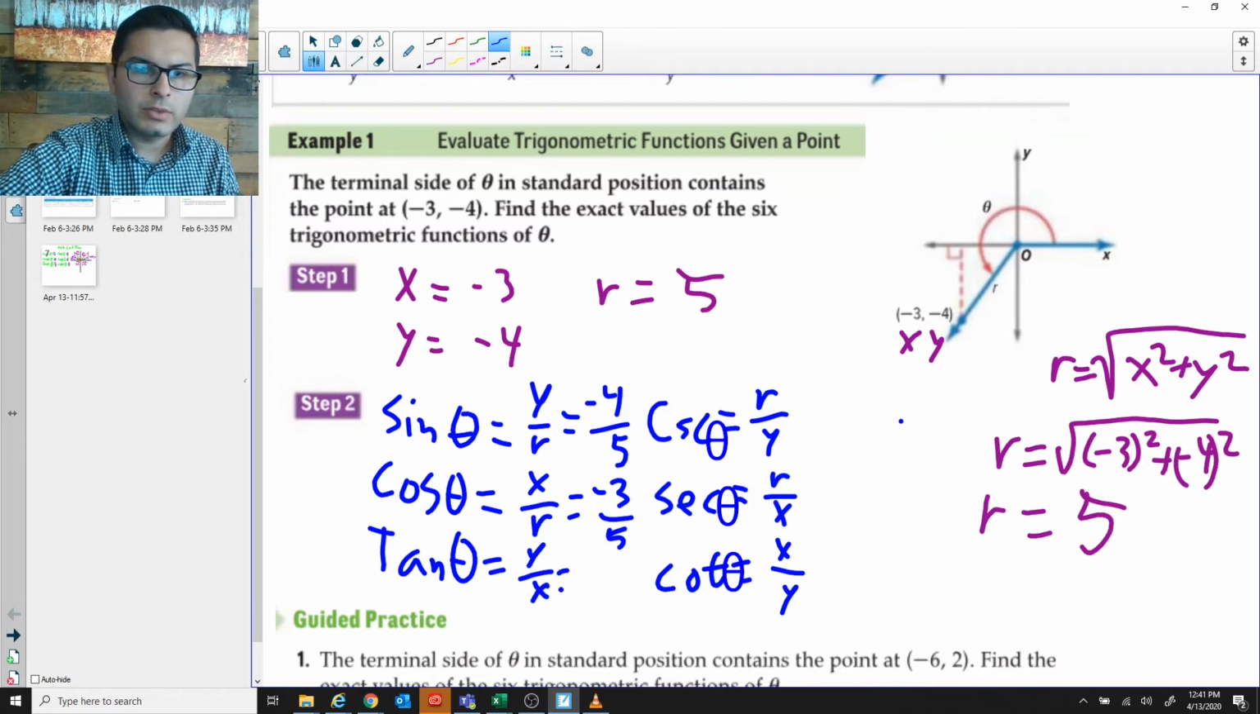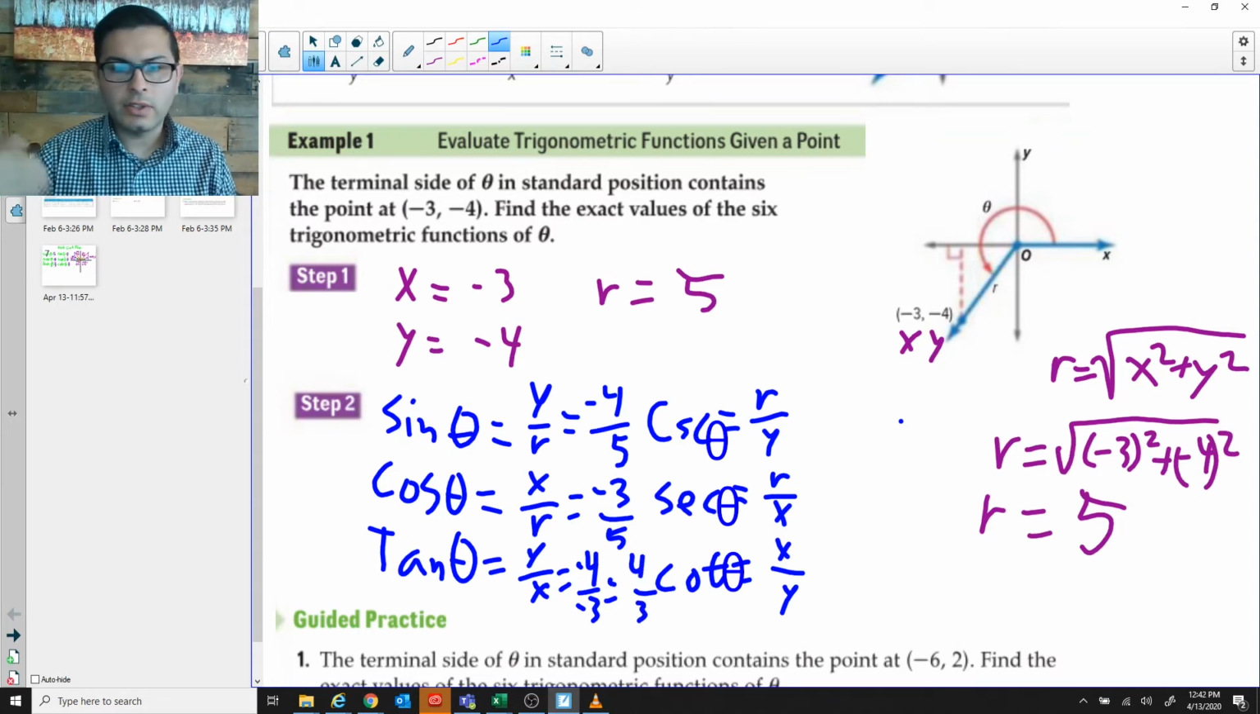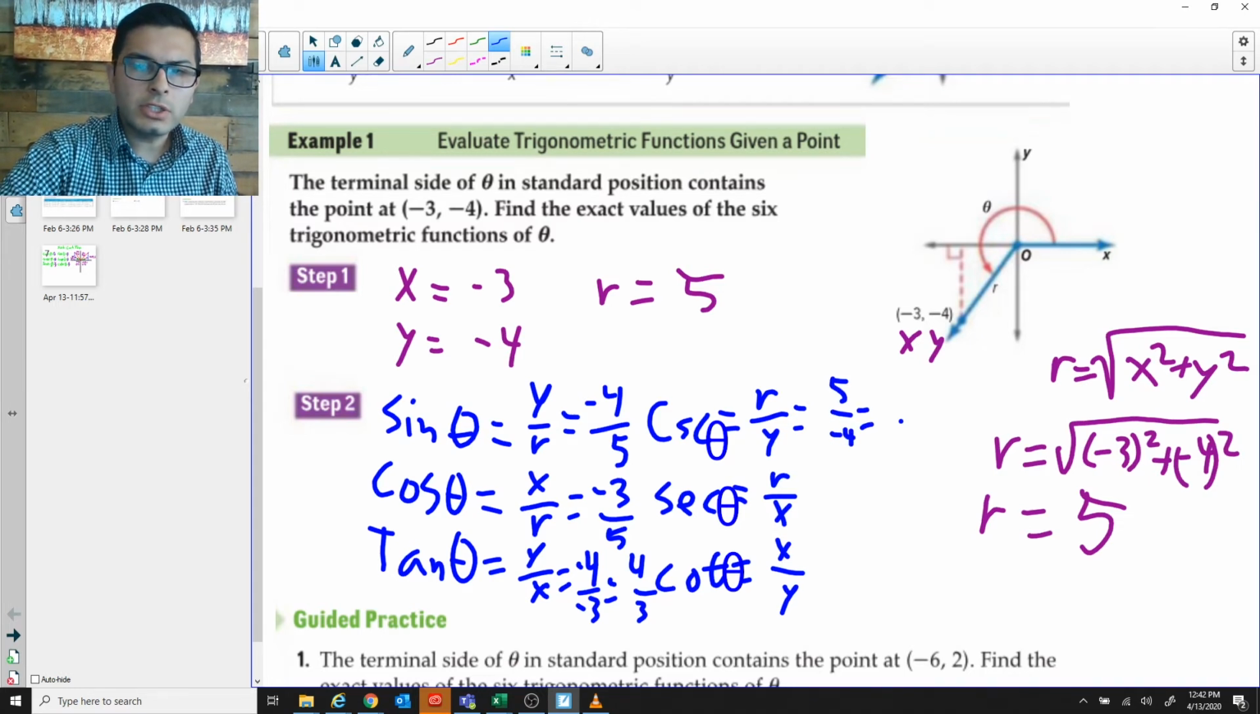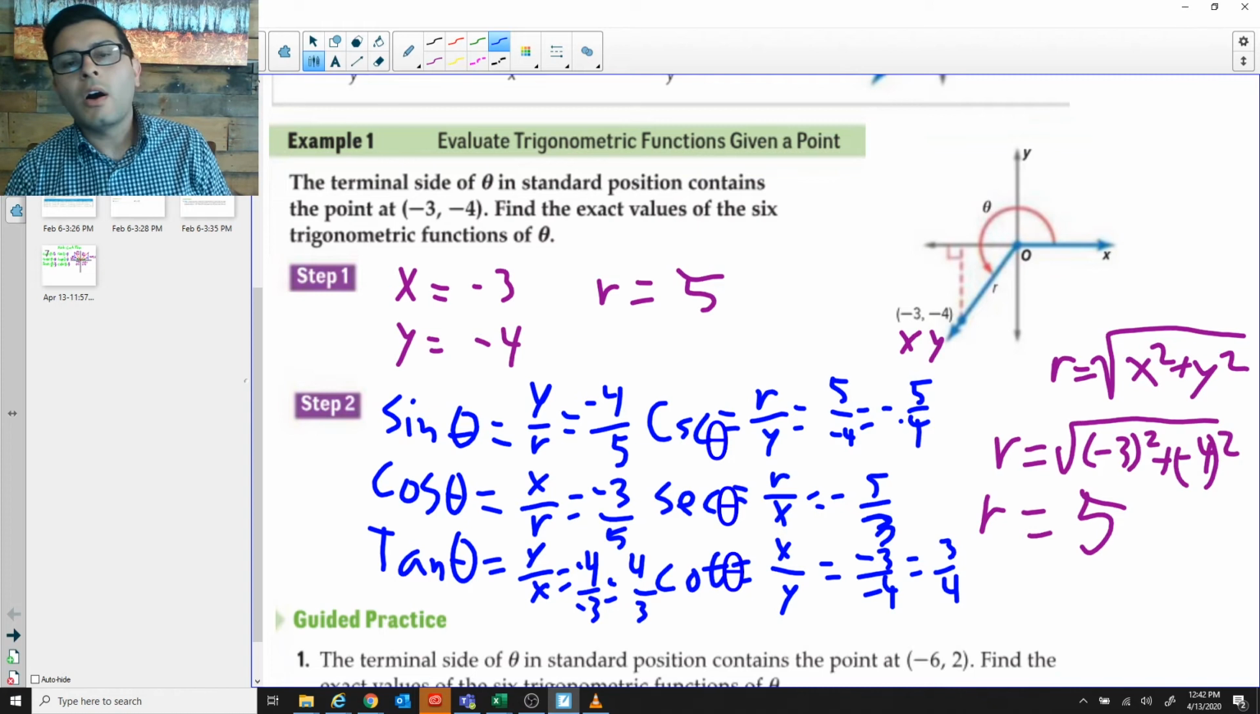Our y over x will be -4 over -3, which will be +4 over +3 because I have a negative on the top and the bottom, so they cancel out. Same thing with the other side. I'm going to say 5 over -4. Now you could just say -5 over 4. That's completely fine. R over x will be -5 over 3 because I just flipped it over on itself. And then my x over y will be -3 over -4, which then will equal 3 over 4. And we are done with all of our trig functions.